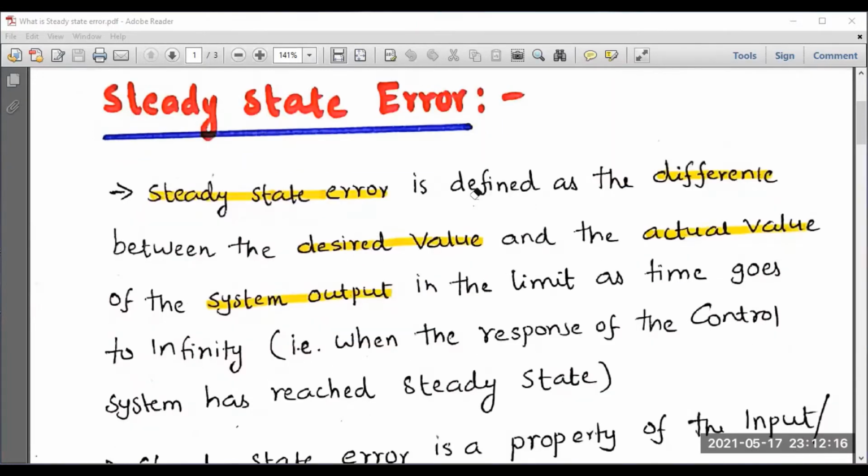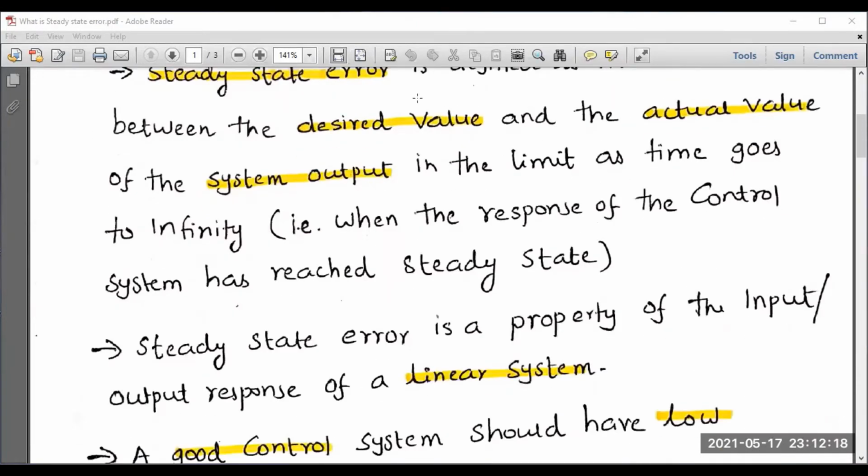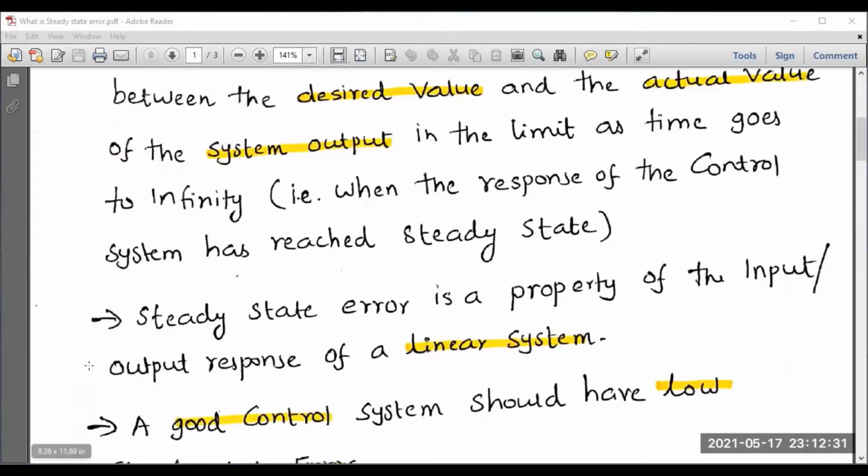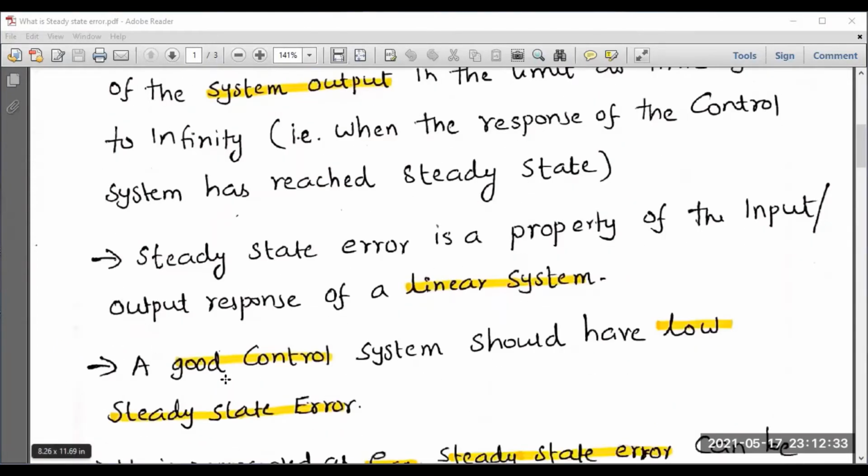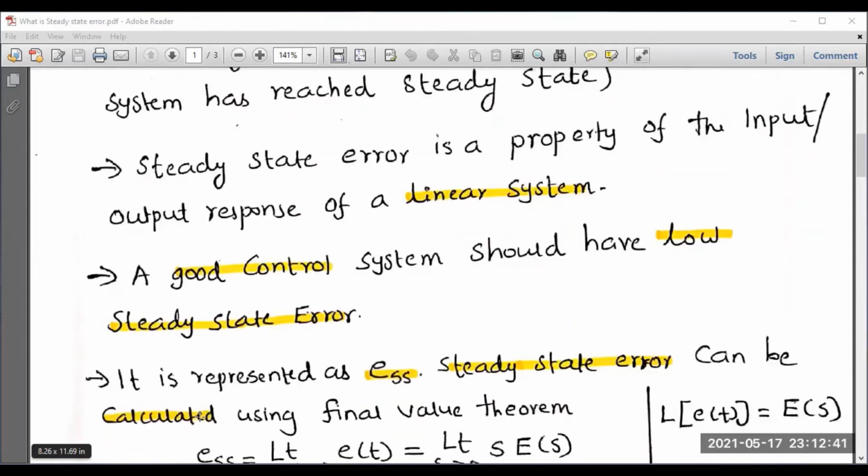Now let us understand the importance of steady state error. We also have to say that steady state error is a property of linear systems, so it is applicable only for linear systems, and if a non-linear system comes, the analysis will fail. And if you get a very small value of steady state error, that means you have a very good control system. If you get a high value of steady state error, we can say the reverse.